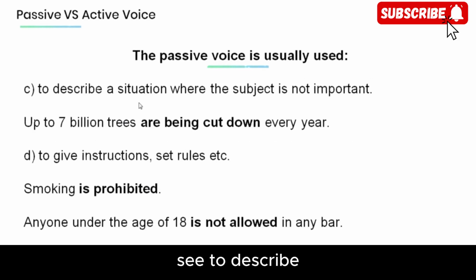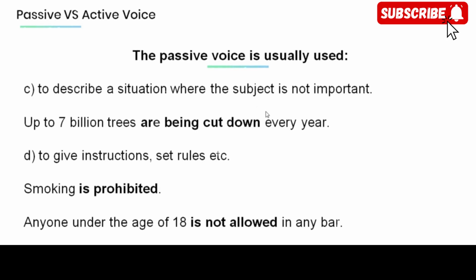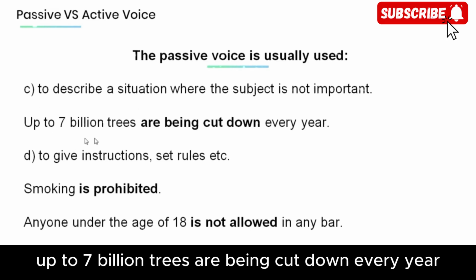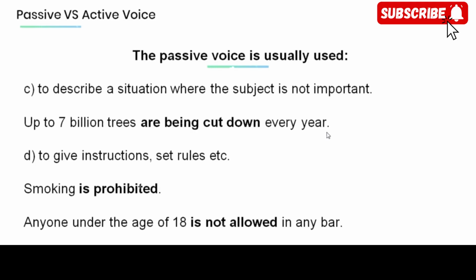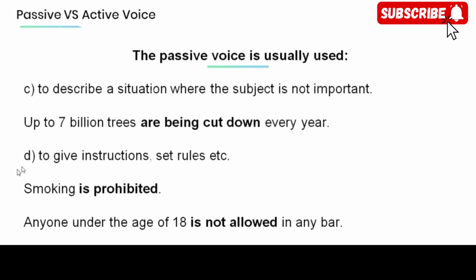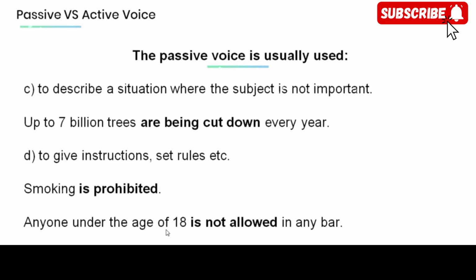C, to describe a situation where the subject is not important. Have a look at the example over here. Up to 7 billion trees are being cut down every year. D, to give instructions, set rules, etc. Have a look at the examples below. Smoking is prohibited. Anyone under the age of 18 is not allowed in any bar.